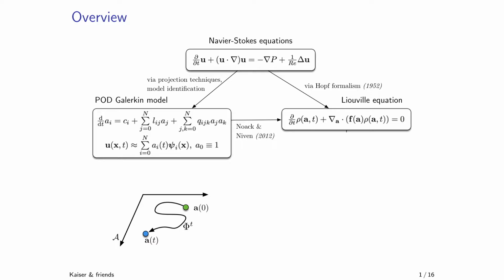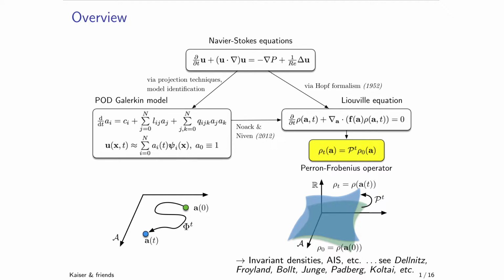Such a Liouville equation can also be formulated in the POD space as it is written here, which describes the evolution of an ensemble of trajectories governed by the POD-Galerkin model in phase space. But in contrast to the POD-Galerkin model, the Liouville equation is a linear partial differential equation for the probability distribution. It can be formally written in terms of the Perron-Frobenius operator, which maps an initial density forward in time. These two perspectives yield a complementary view on the system.